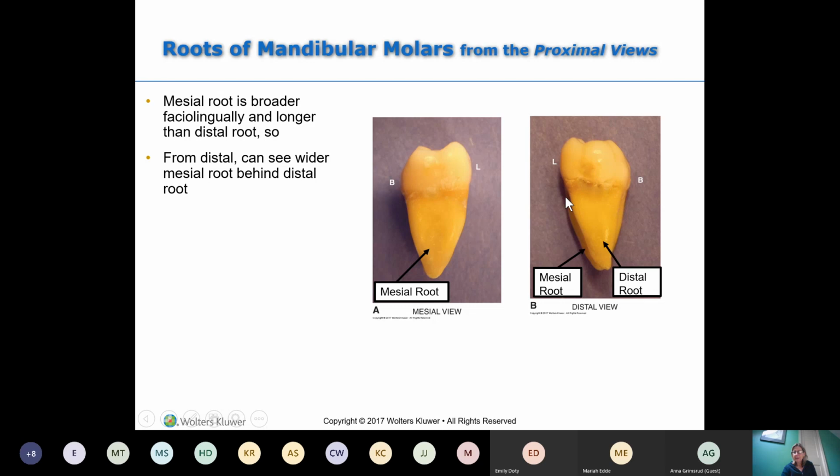This is just like we said for the maxillary, when you have the three roots, you can see the big palatal root. And from the mesial, you can only see the mesial root because the little distal root's hiding behind it. If you look from the distal, you can see the little distal root, but you can also see that big mesial root.